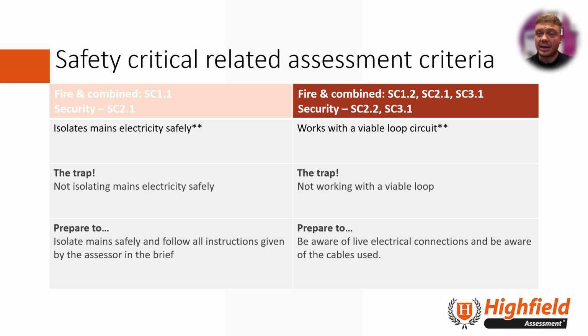For the fire and combined and the security, it's isolating the mains electricity safely. Now the trap on this one is the incorrect isolation of the mains electrical supply. In order to prepare, ensure that your learners complete this section correctly and safely and follow the briefing given by the assessor at the beginning of the session. This will inform them of what they need to do when they want to complete this section.